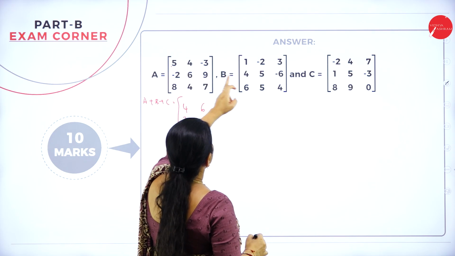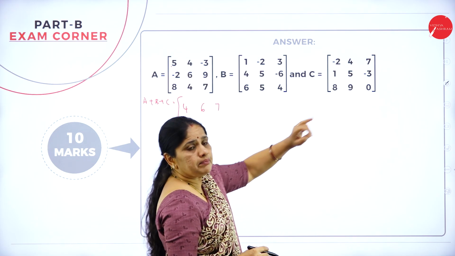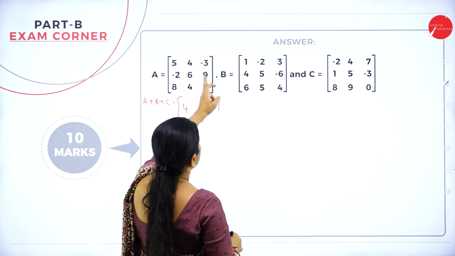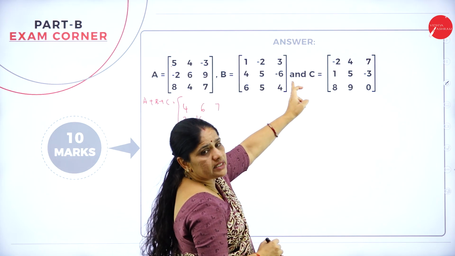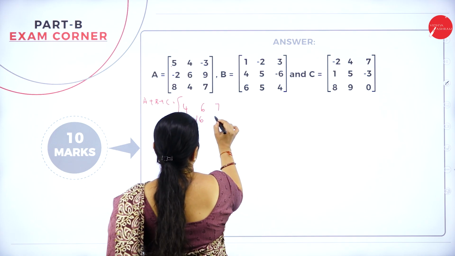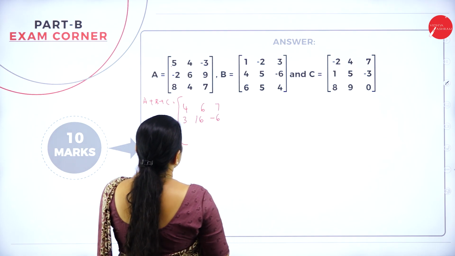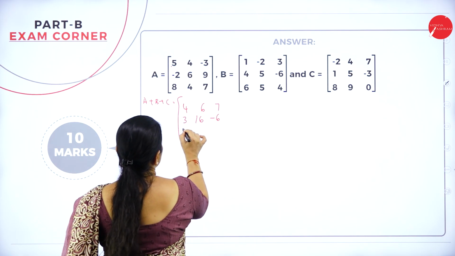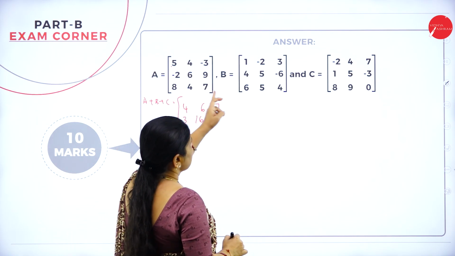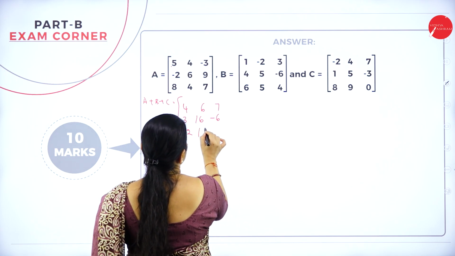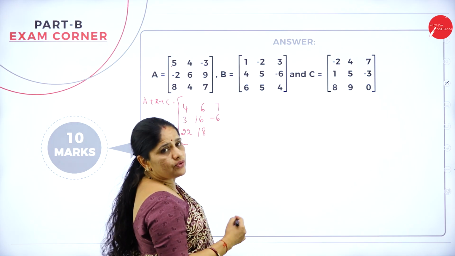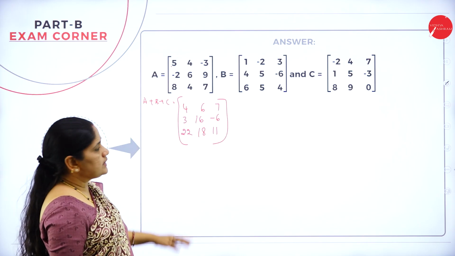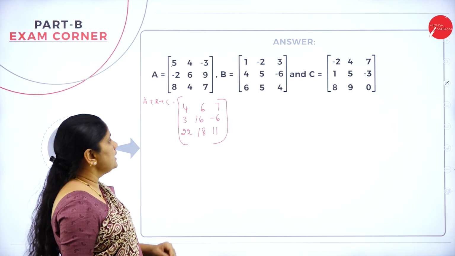Then 6 plus 5 is 11, 11 plus 5 is 16. Then 9 minus 6 is minus 3, minus 3, minus 3 plus minus 6. So 8 plus 6, 14, 14 plus 8 is 22, 4 plus 5 is 9, 9 plus 9 is 18, 7 plus 4 is 11. So this is the answer. You have to just add the corresponding values, so we get the answer.